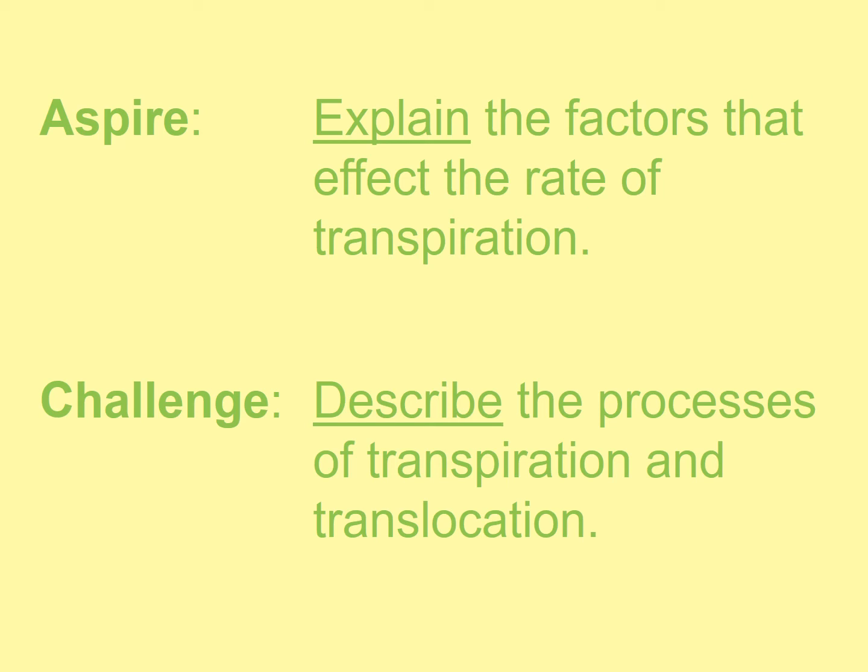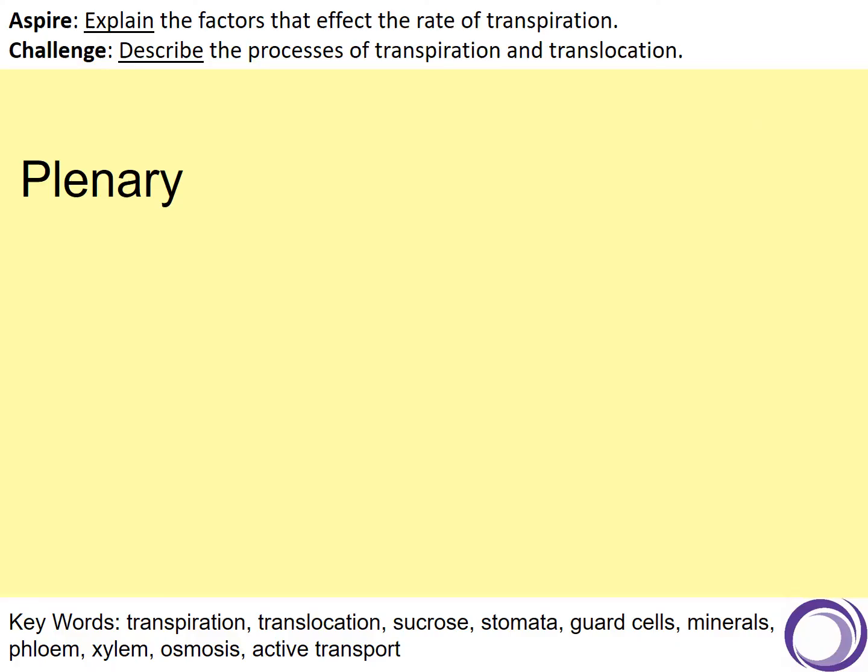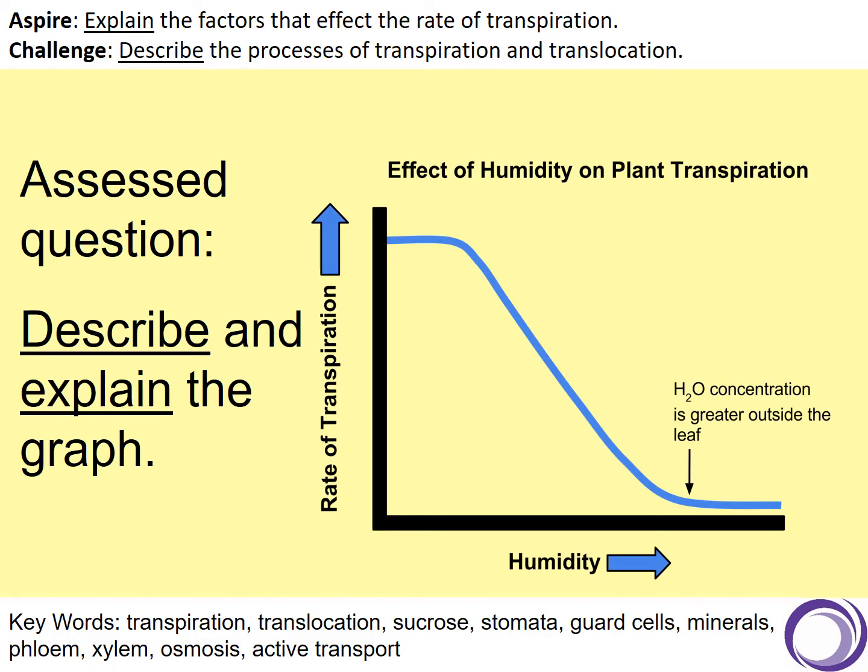We have now described the process of transpiration, which is the movement of water, and translocation, which is the movement of glucose. And we've also gone through those 4 factors that affect transpiration and why they affect transpiration as well, which is more important. So I want you to have a look at this, which is the plenary, and I want you to try and apply your knowledge a little bit.